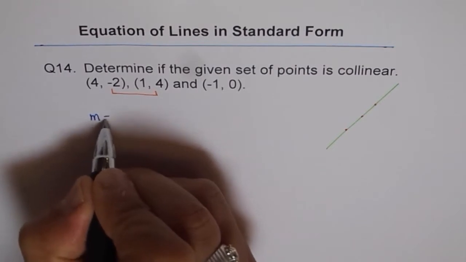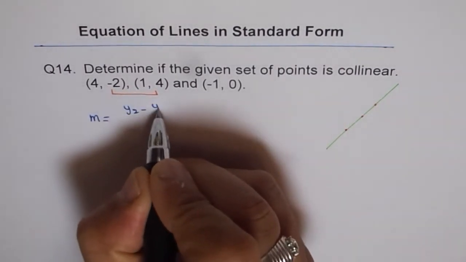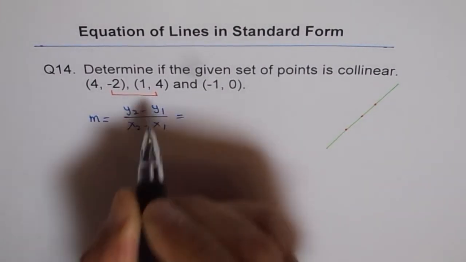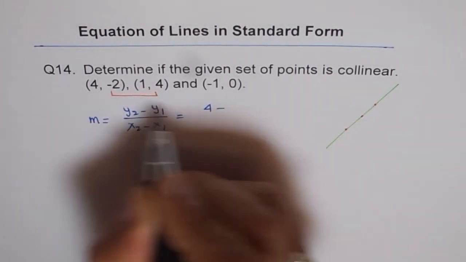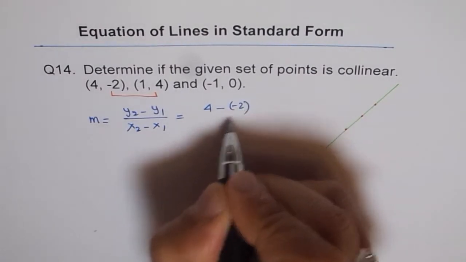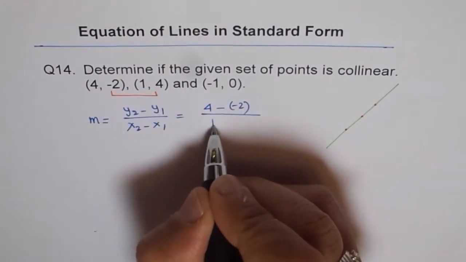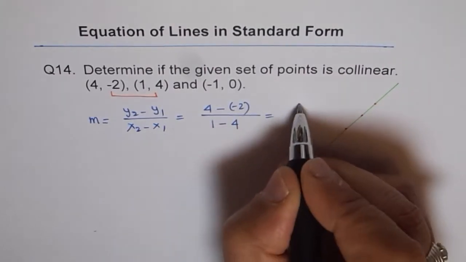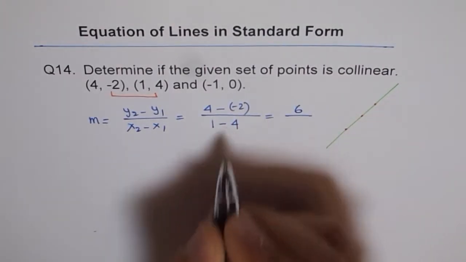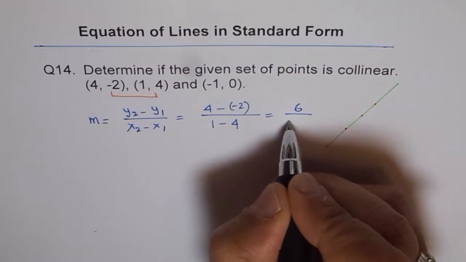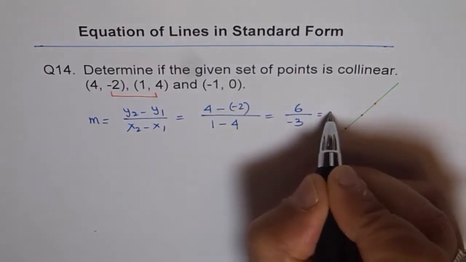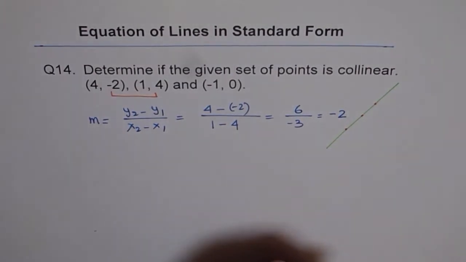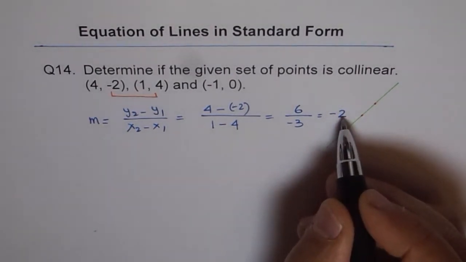So we have slope m equals y2 minus y1 divided by x2 minus x1, correct? Now y2 is 4, so we get 4 minus y1, which is minus 2, divided by x2, which is 1, minus 4. So that gives us 4 plus 2 as 6, and 1 minus 4 is minus 3. So we get a negative slope, negative 2. So the line is actually going down. We get a line with a slope of negative 2.